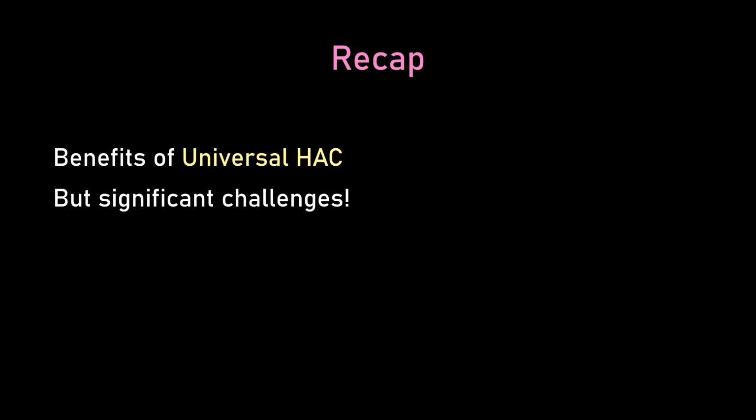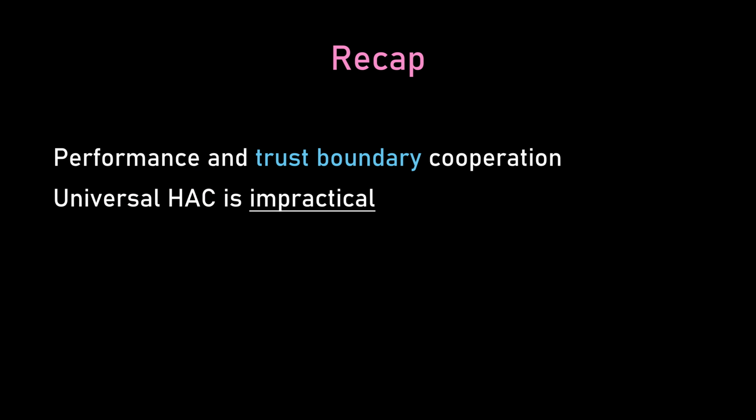We considered the architectural benefits of universal HAC, which allows for arbitrary transaction composition, but acknowledged the significant challenges faced once we consider performance and trust boundary cooperation. These limitations suggest that universal HAC, while appealing in theory, may not be practical just yet in the real world.